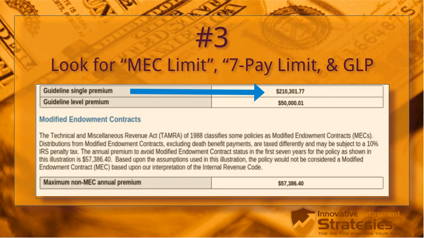I'll also use this opportunity, as long as it's up on screen. The guideline single premium is the maximum single premium that you can put into a life insurance policy and still meet the definition of life insurance. Now, a policy designed with one single large premium like that is going to be a modified endowment contract.